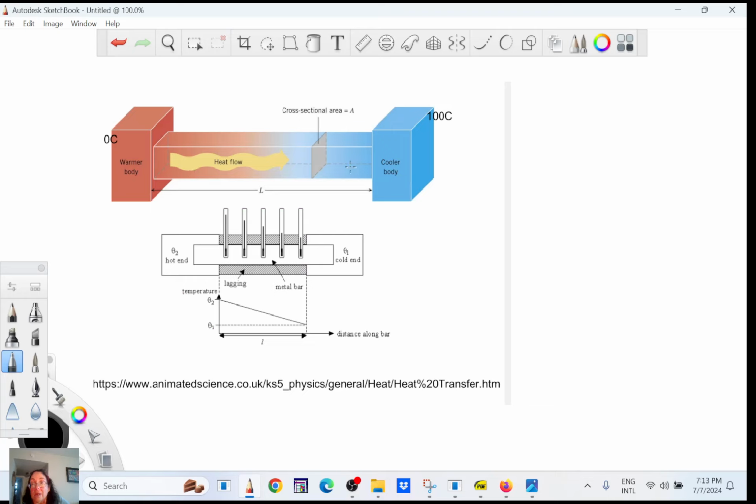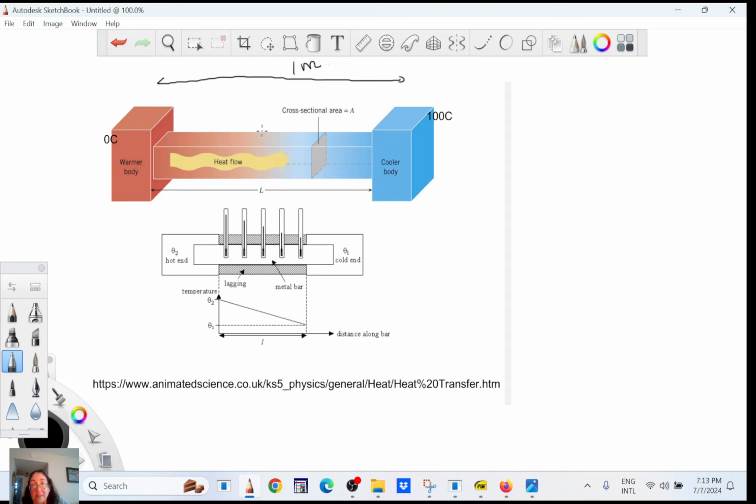Let's say this is maybe your house. No, this is not a good example. So this part here is at 0 degrees Celsius. This is 100 degrees Celsius, and there is a bar in between. Let's say this is 1 meter.